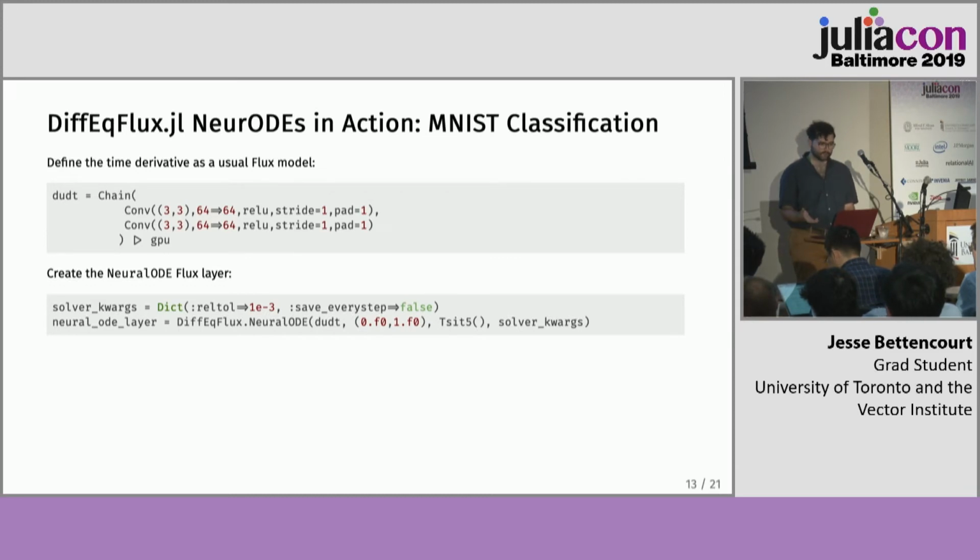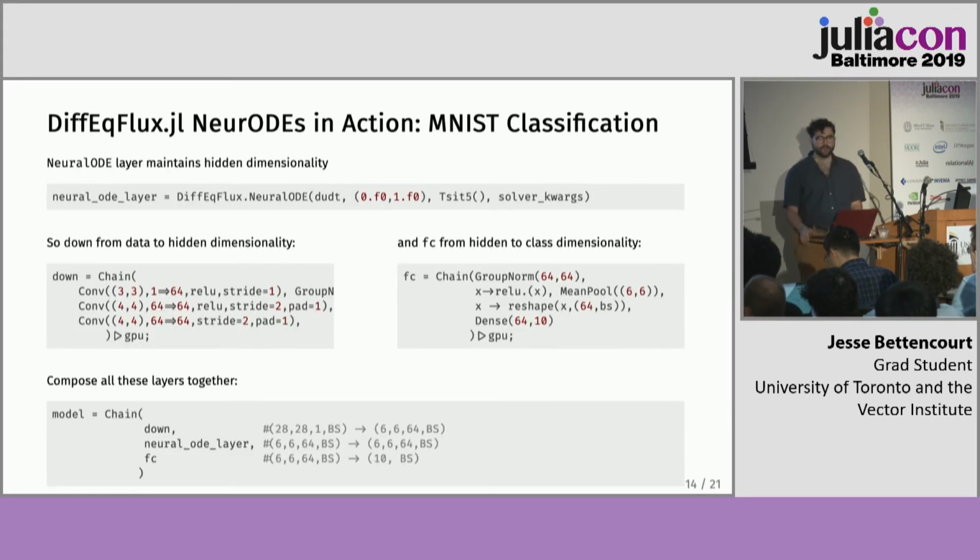Next, we supply some solver arguments. We'll give it a tolerance, and we'll also say that we don't want to save at every time step. We only really care about the end time because we're doing an MNIST classification problem. So we don't care about what the model was doing in the intermediate steps. Okay, and then we put all of this into the struct as normal, and now we have this neural ODE layer.